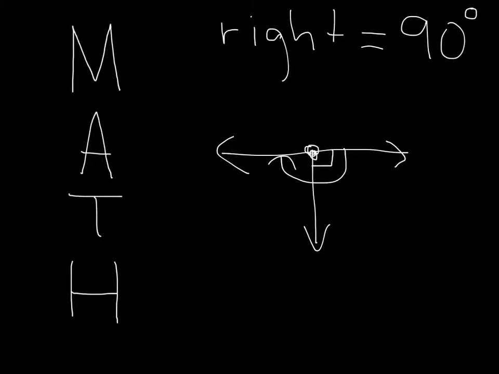So what I'd like you to do on your paper is, just as I've written math in capital letters, write them as straight as possible on the side. I'd like you to write math that way on your paper, and then pause the video and find all the right angles you can find in these letters and label them with a box.